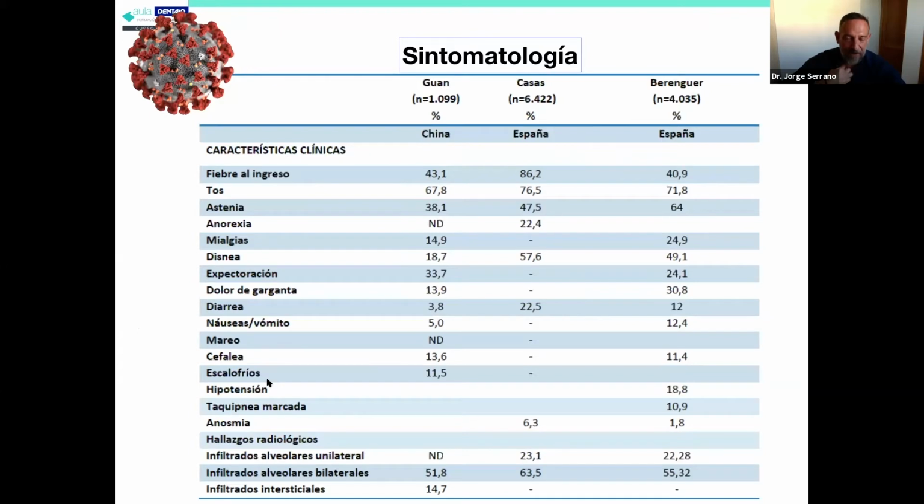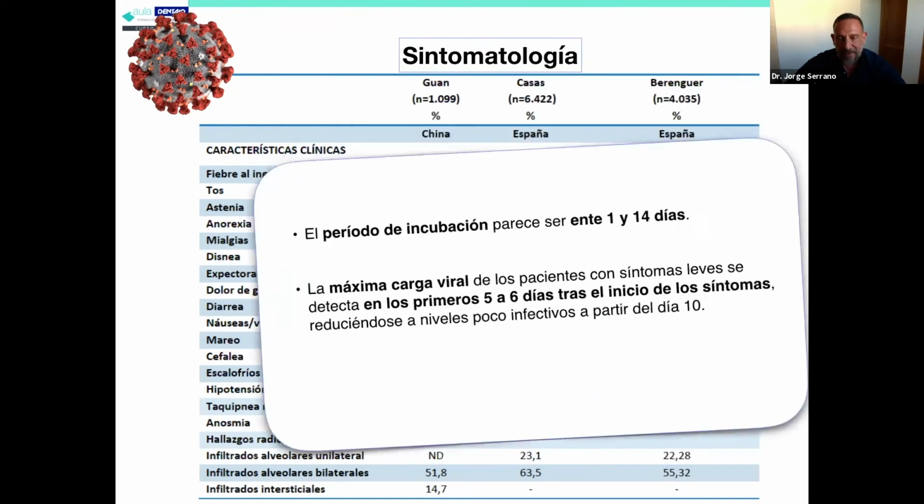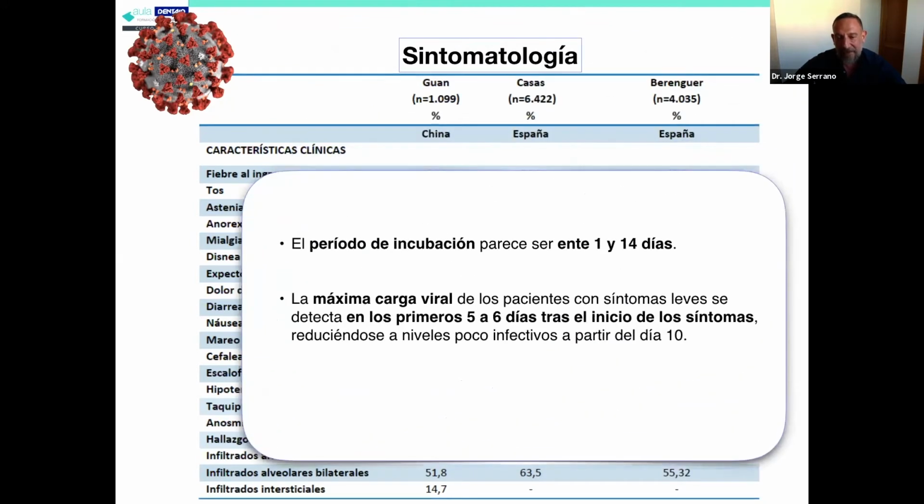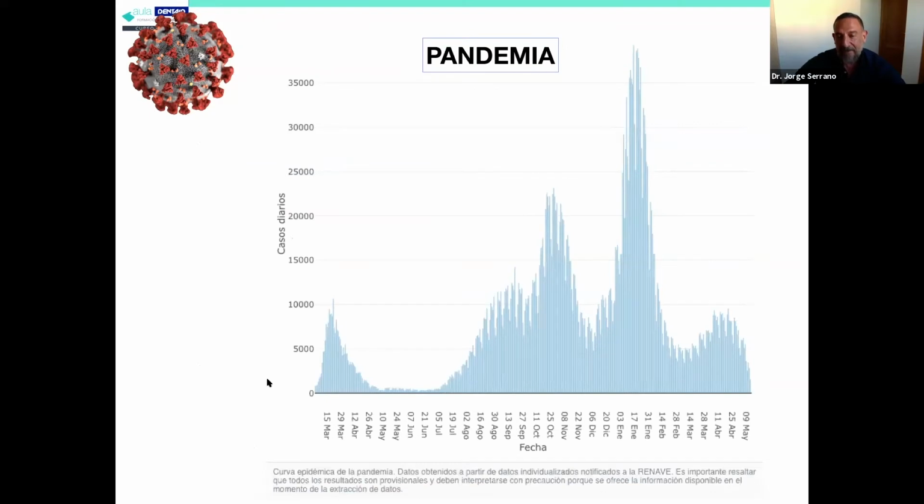Well, we don't have to repeat them because I think that all of us know right now all these different symptoms: cough, asthenia, headaches, dyspnea, diarrhea, anosmia. All these different features you all know. The incubation period, as you know, is between 1 and 14 days. And the maximum viral load appears 5 to 6 days after the first symptoms.